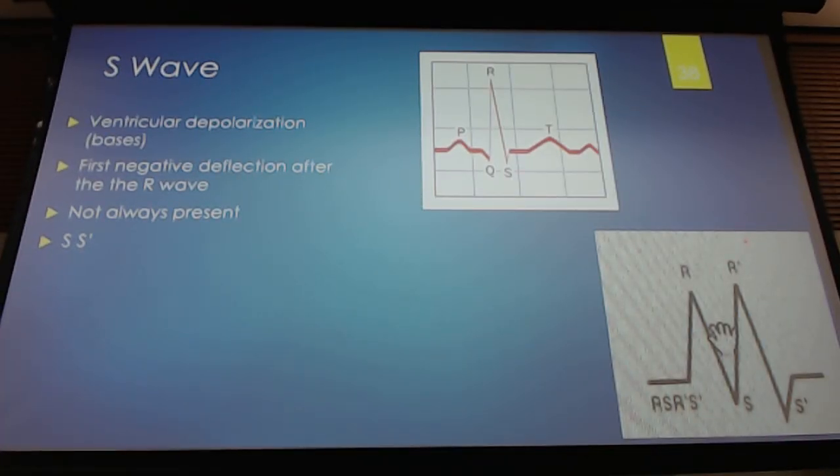We've got that S wave, depolarization of the ventricular base. It's going to be your first negative deflection after the R wave. Not always present. We don't always see that S wave. Sometimes the depolarization of the ventricular base is still occurring, but it's kind of enveloped in that R wave, especially if you have a wider complex R wave or a wider complex QRS. And just like we see with R prime, you can see S prime as well, if we have something going on up in the ventricular base where that depolarization is a little bit different.